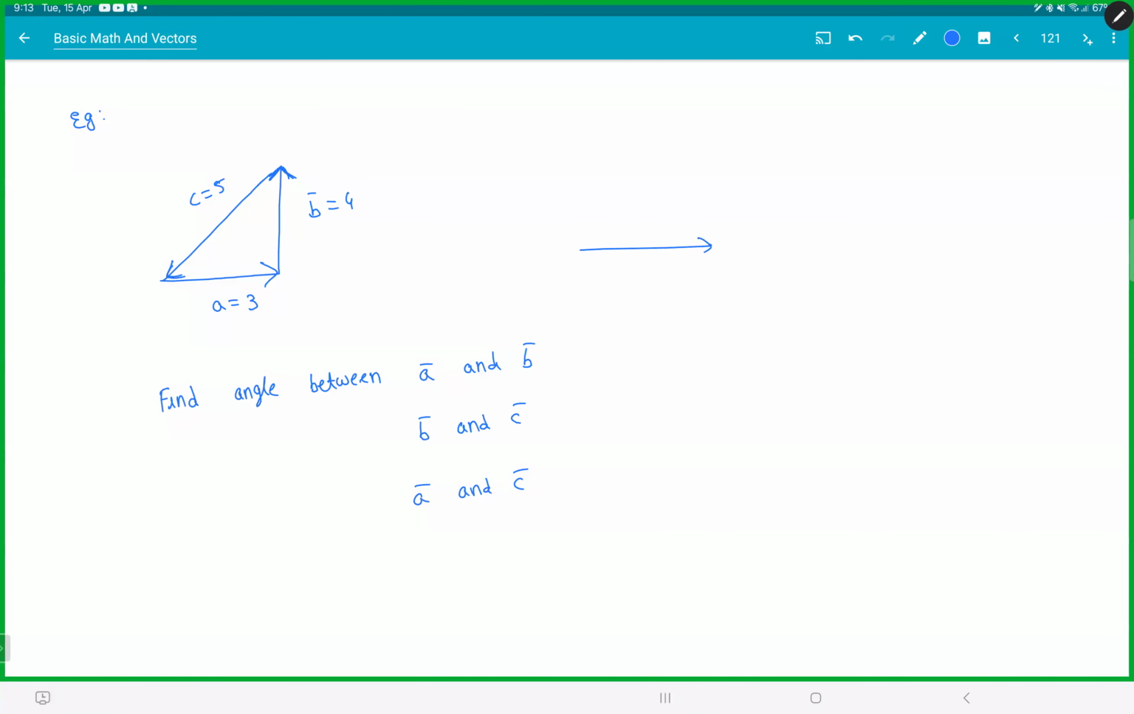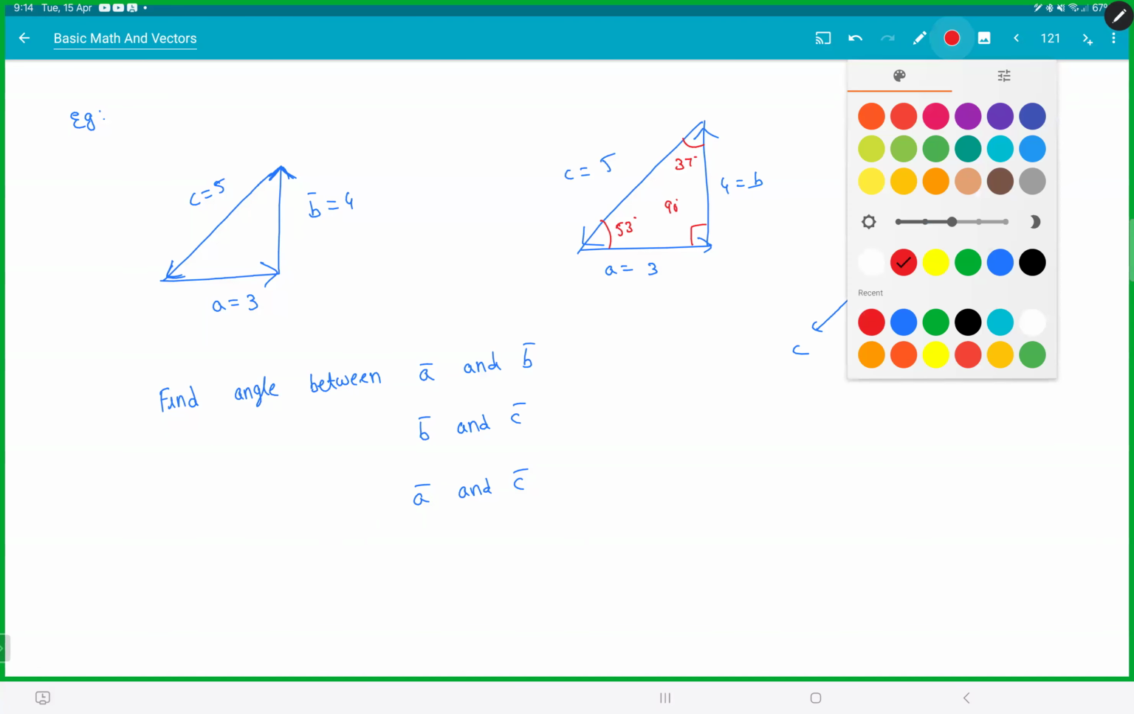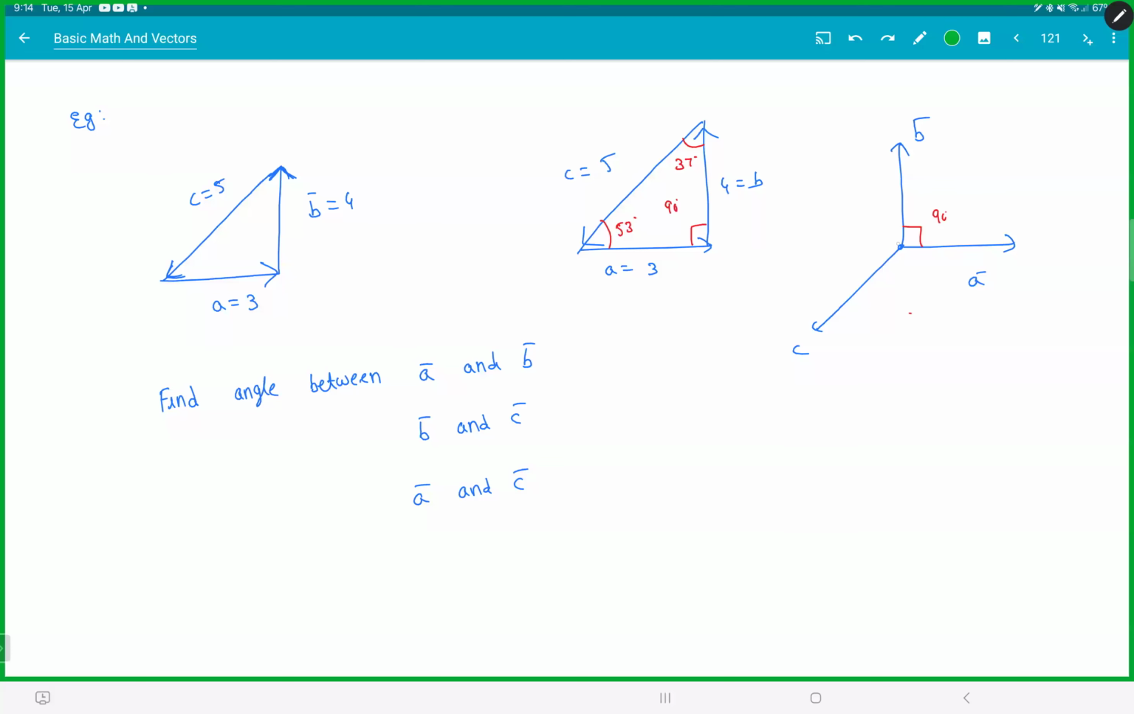See, let me show you this. This was 3, this was 4, and this was 5. This angle is 53 degrees. This angle is 37 degrees, and this is 90. But I can't use these angles. So we need to shift them a bit. Shift A forward, keep B here, and shift C here. You have to join all of them tail to tail, isn't it? So the angle between A and B, that is easy, 90. Now what is the angle between A and C? This was C, isn't it? I shifted it downward.